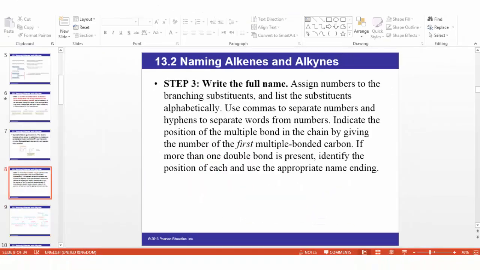Write the full name. Assign numbers to the branching substituents and list the substituents alphabetically. Use commas to separate numbers and hyphens to separate words from numbers. Indicate the position of the multiple bond in the chain by giving the number of the first multiple bonded carbon. If more than one double bond is present, identify the position of each and use the appropriate name ending.